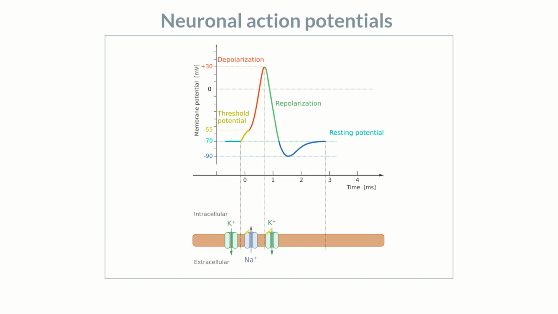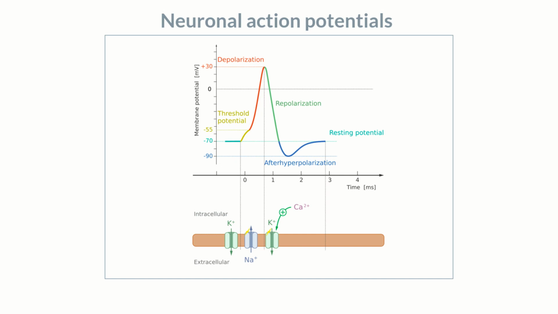This phase is called afterhyperpolarization. Its name is derived from the state where the cell's membrane potential is below the resting potential of -70 millivolts. This is due to intracellular calcium ions, which entered the cell during depolarization and now increase the activity of the potassium channels. As the calcium ions are removed slowly from the cytosol, potassium channels remain active for a longer period.